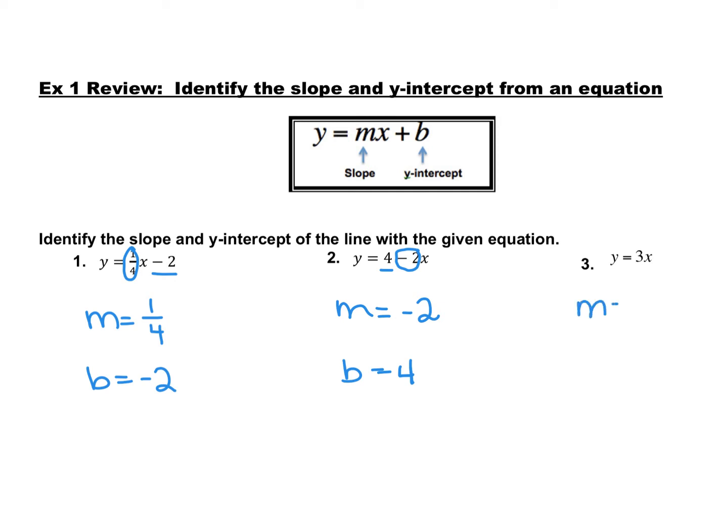And then for our third example, our number with the variable is this 3. So our slope is 3. And remember in chapter 4, we also said that if we do not have a number there without the variable, there is one, and our y-intercept then would be 0.